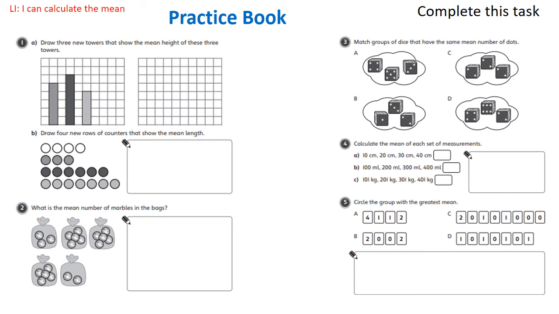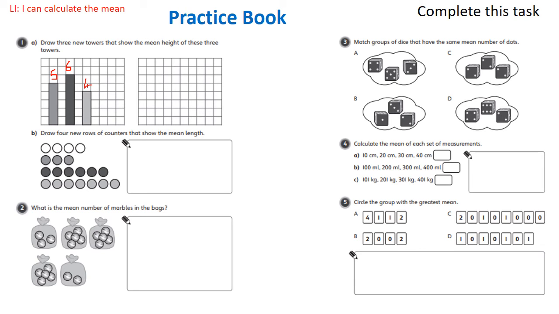Okay, into our practice book. Question 1. Draw 3 new towers that show the mean height of these towers. So in your new drawing, in that second grid, all your towers are going to be the same height. So let's have a look with these. 1, 2, 3, 4, 5. So that one's 5 high. So that one's 6 high. And that one's 4 high.